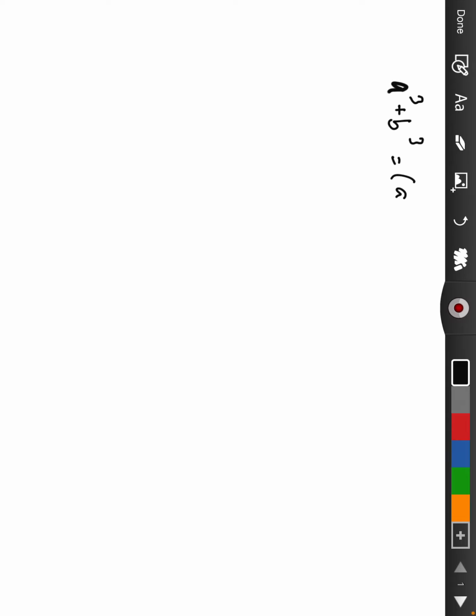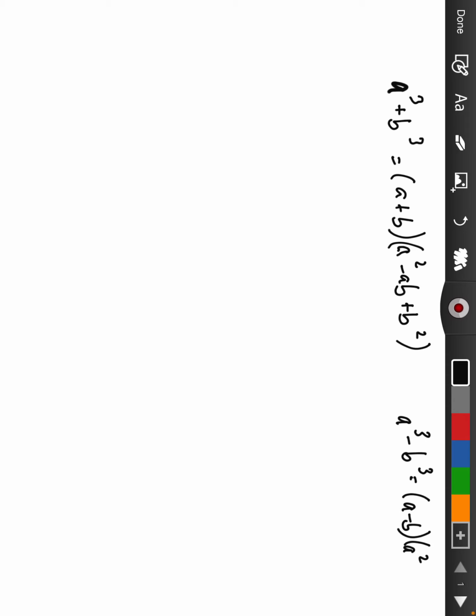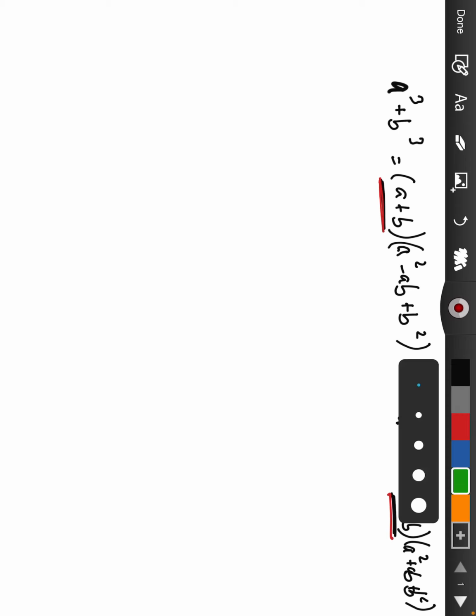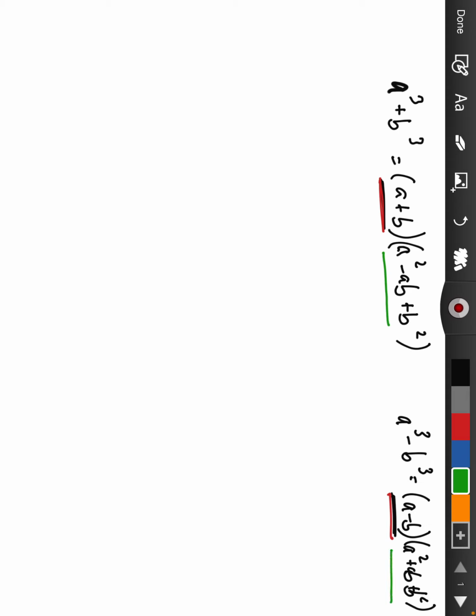The sum of cubes: a cubed plus b cubed equals a plus b times a squared minus ab plus b squared, or the difference: a cubed minus b cubed equals a minus b times a squared plus ab plus b squared. The big idea here is that you're always going to get a factor that is a real number, and the other factor is always going to be an imaginary factor. If it wasn't, it would factor down further.